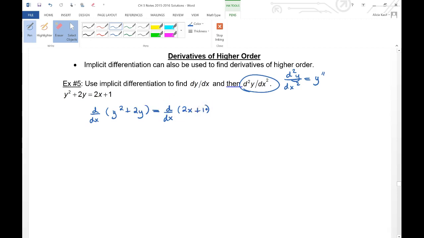Okay, what's the left side going to look like? 2y dy dx plus 2 dy dx. Let me pause there. Questions? Are we okay on that? Now the right side is going to be 2, right? Because that was with respect to x. The constant goes away. Next step. Oh, we can also get rid of the 2's. You'll see when I factor out dy dx.